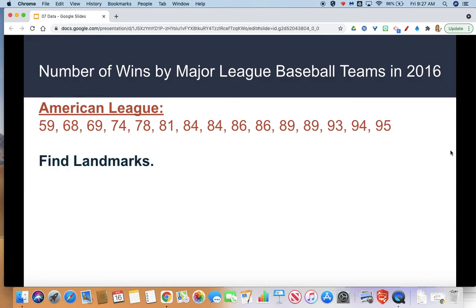Let's go ahead and find the landmarks. To find the mean, we're going to add up these numbers and divide by how many there are. Please do that now.